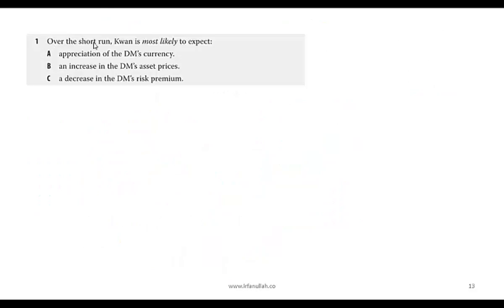Over the short run, Kwan is most likely to expect what? Which model do you use in the short run? The Mundell-Fleming model. What is the fiscal policy looking like? The fiscal policy is expansive. And what did we just say? With an expansive fiscal policy, what do we expect in the short run? So the correct answer is appreciation of the currency.